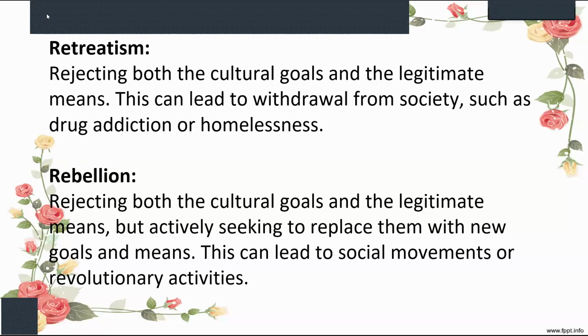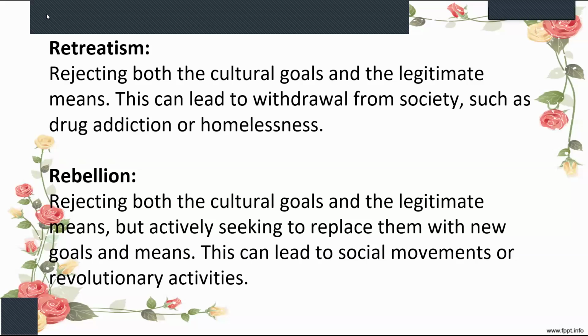The best example mentioned here is drug addicted people, because they don't have cultural goals and their means are also illegal. Another example is homelessness. It may not be in our country, but in some countries, homeless people don't have goals in their life, so they may follow some illegal methods to stay, maybe in public places.